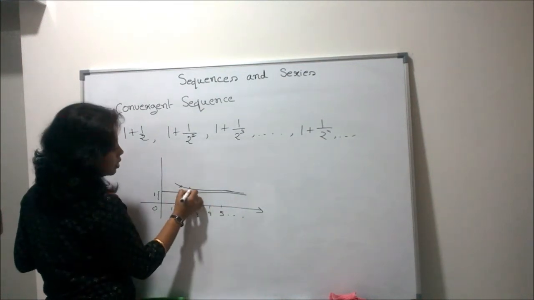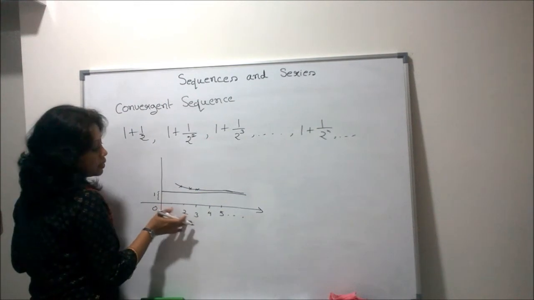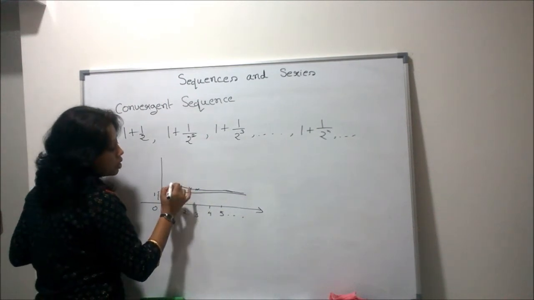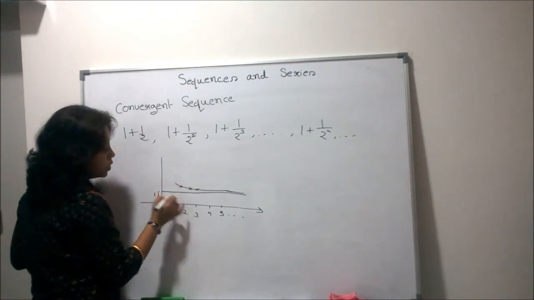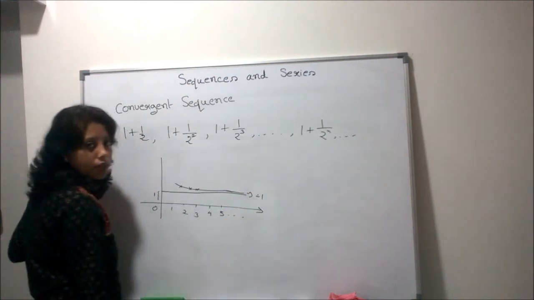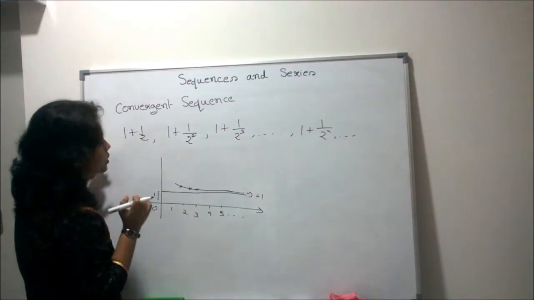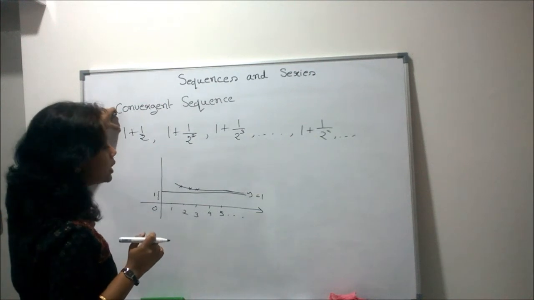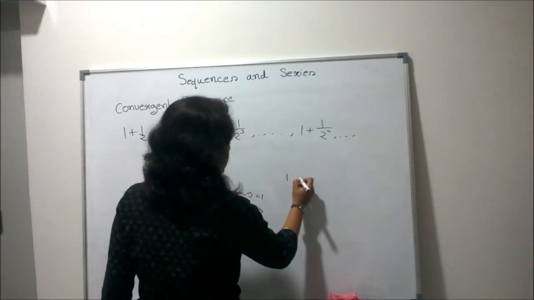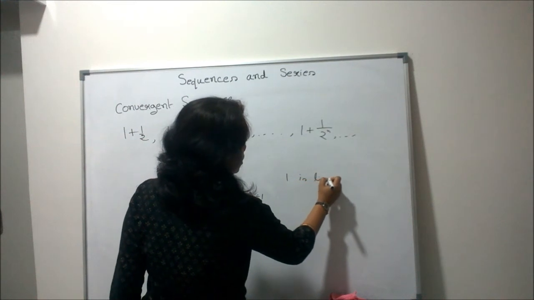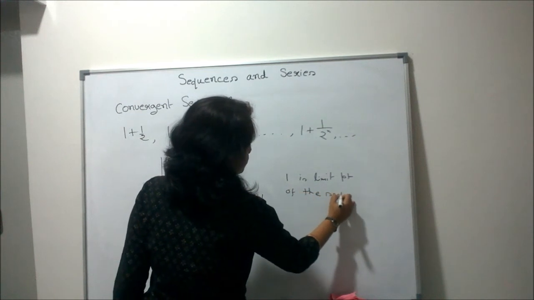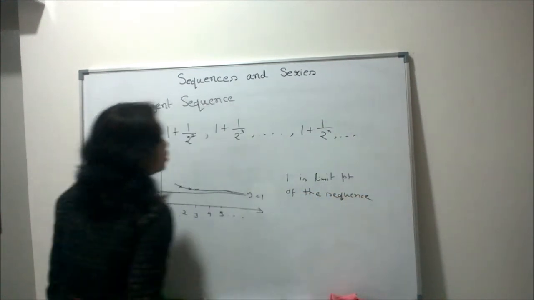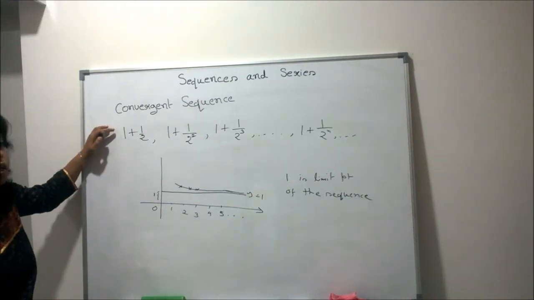Here the graph will be like this. You see that as the terms increase, the graph continuously becomes closer to the line y equal to 1. So 1 is the limit point of this sequence. So this sequence is convergent. It converges to the definite limit 1.